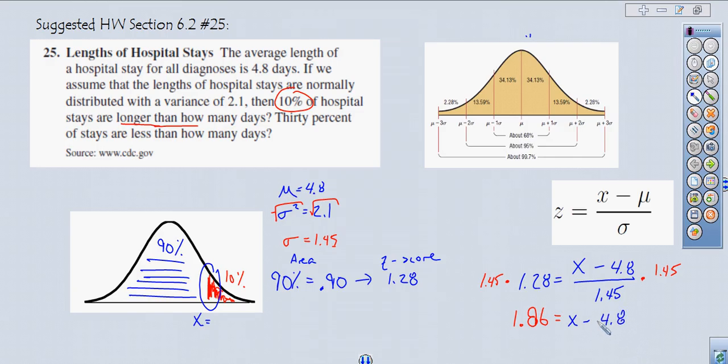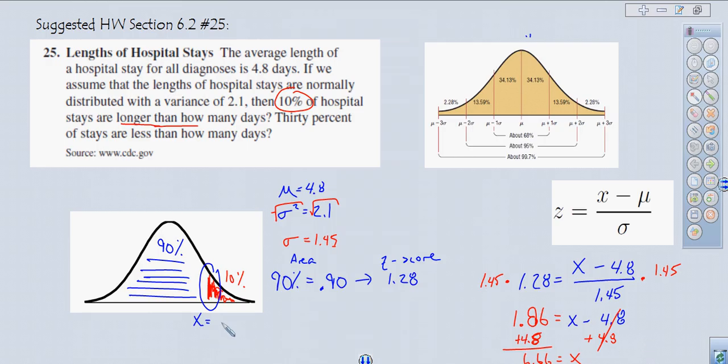So now the inverse of subtracting 4.8 is to add 4.8. If I do that to one side, remember these two will cancel. If I do it to one side, I've got to do it to the other side, so plus 4.8. So on this side over here, I've got 1.86 plus 4.8, and that comes out with 6.66 is equal to x.